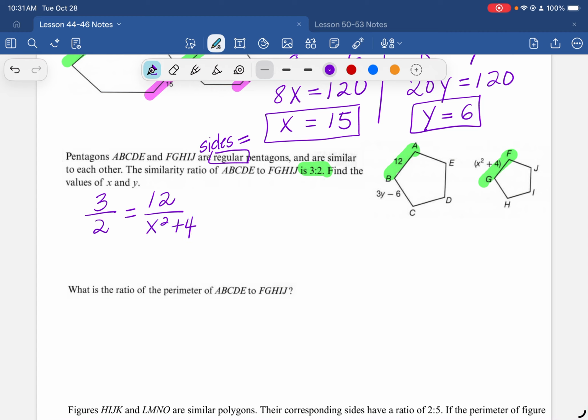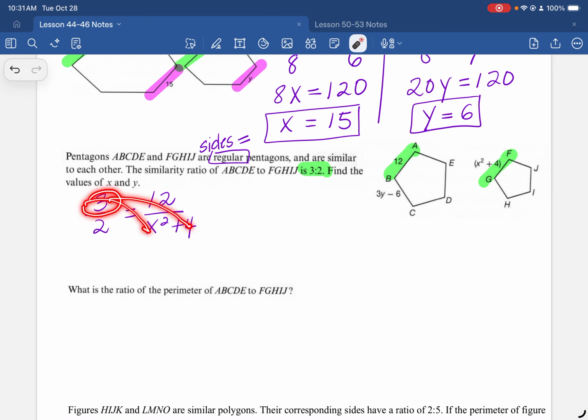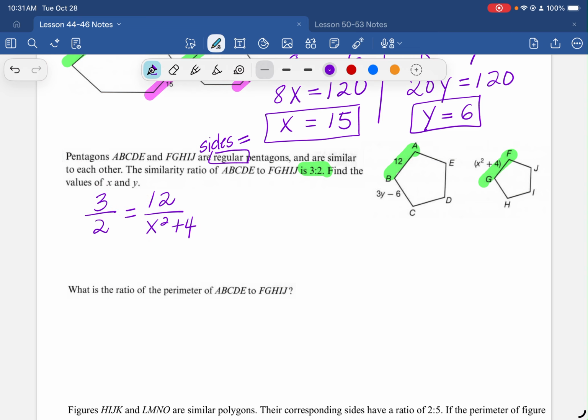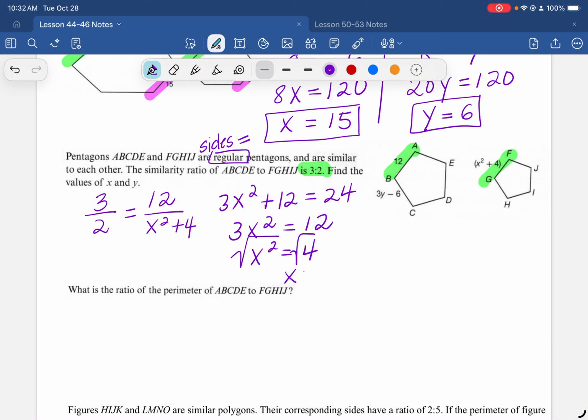Be very careful when you're cross multiplying. You must distribute this 3 to both terms, x squared and 4. So don't accidentally skip that step. Here we have 3x squared plus 12, because 3 times 4 is 12. Then cross multiply the other way, 2 times 12 is 24. If I subtract 12 from both sides, I get a positive 12 on the right. Divide both sides by 3, and I get x squared equal to 4. Take the square root of both sides, and I get x equal to 2.